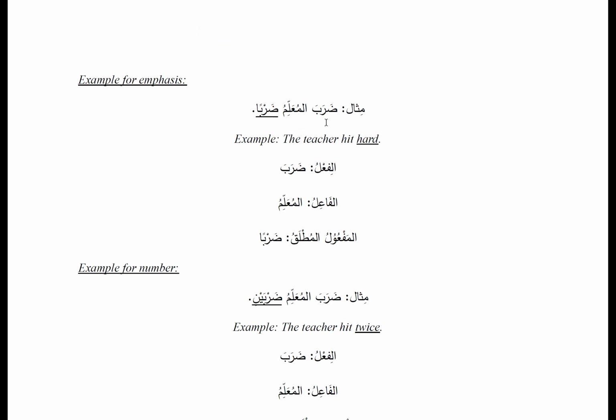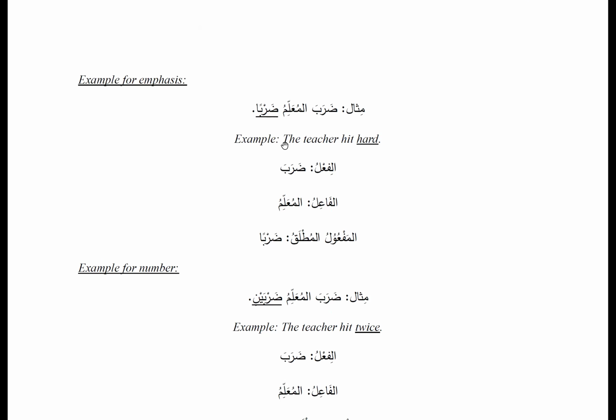Example for emphasis. When we say, for example, ضرب المعلم ضربا, we can translate this as the teacher hit hard. Now there's no specific word for hard here, but how do we understand that this sentence means hard? Because of the repetition of the word darban. Darban is the same as the word daraba, it has the same root letters. But this is a verb and this is a noun. This noun is what we call maf'ul mutlaq, the absolute object.